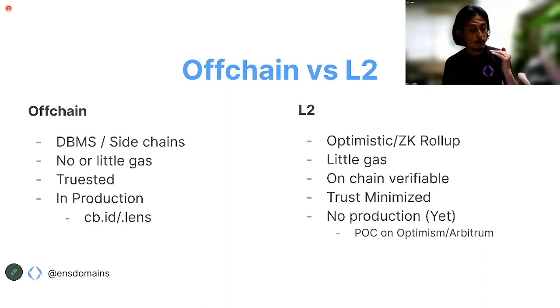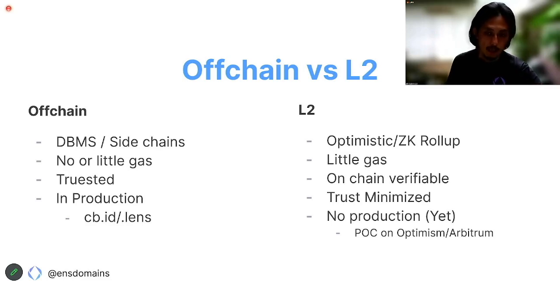But using the same CCIP Read standard, you can also create something called an L2 resolver. Some people may have different definitions, but in my case I define L2 as rollups, such as Optimism and Arbitrum, and ZK rollups such as StarkNet and ZK Sync. I think Polygon has a new ZK EVM coming.